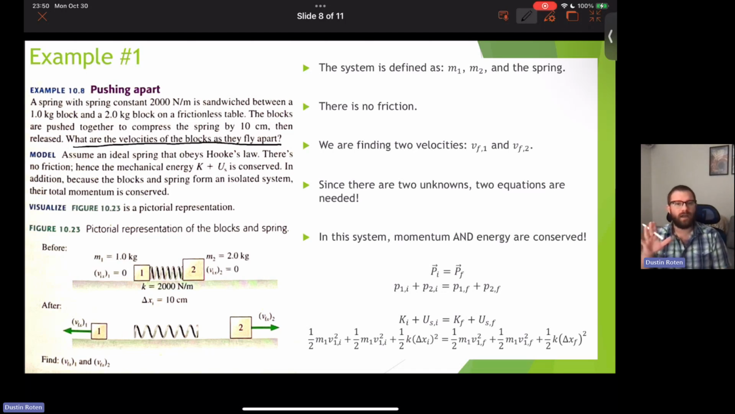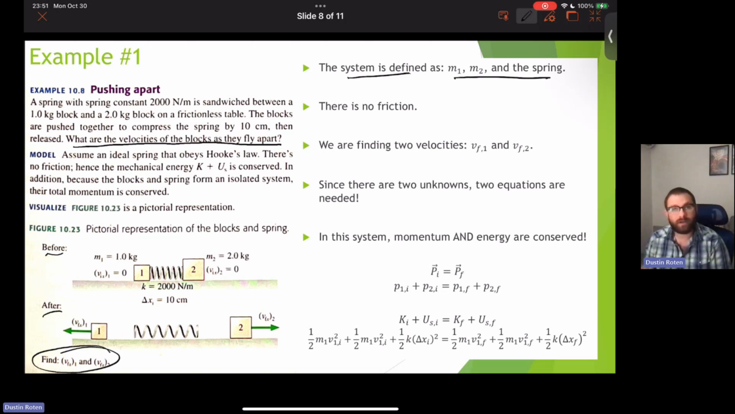So in addition, the blocks and spring form an isolated system, so their total momentum is conserved. So that means our system is the two blocks and the spring put together. So here's our pictorial before and after. Okay, so let's find, like the problem says, the final velocities of both. Okay, so again, the system is defined as both masses and the spring. There's no friction, so that means there's some conservation going on.